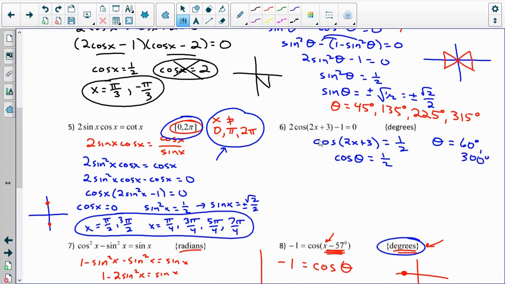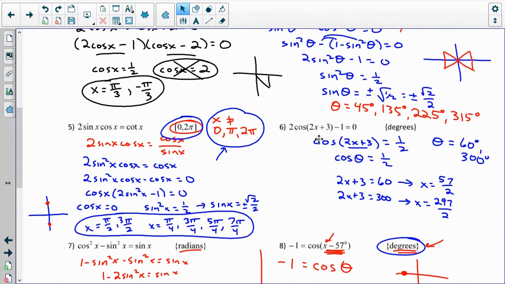So I know that that would be true in that particular case. Now, since theta is really 2x plus 3, I need 2x plus 3 to equal 60 and 2x plus 3 to equal 300. So when I solve these, I get x equals 57 over 2 and x equals 297 over 2. Now, if it were just between 0 and 360, I would probably think I was done.